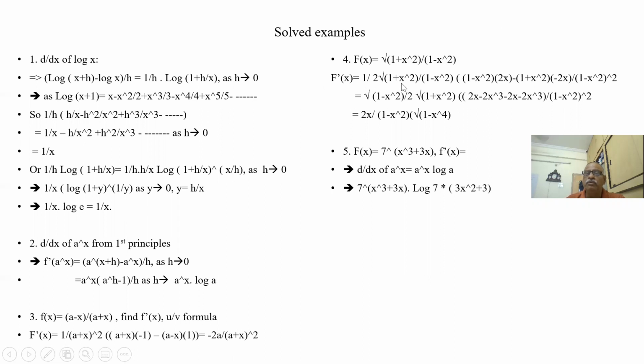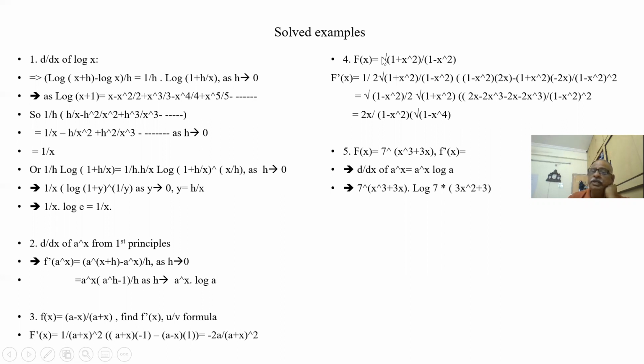1 by 2 root of 1 plus x square by 1 minus x square, into 1 minus x square into 2x minus 1 plus x square into minus 2x, by 1 minus x square whole square. What we have done here? Let us assume this as root u. So 1 by 2 root u into du by dx. When we are differentiating this, it is in the form of u by v. So 1 by v square, 1 minus x square whole square, into v into u dash x minus u into v dash x. So the whole term, when I am simplifying.